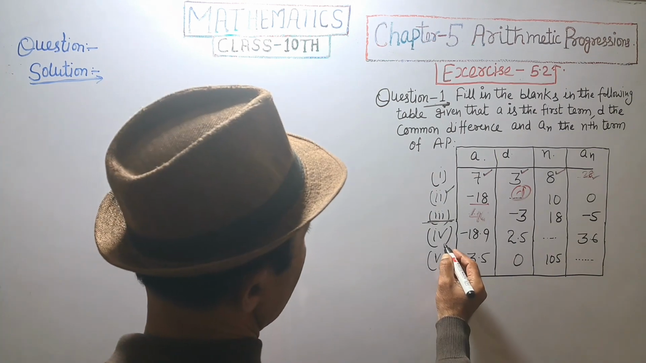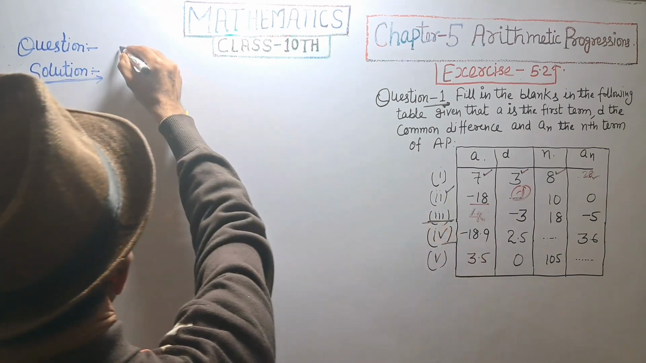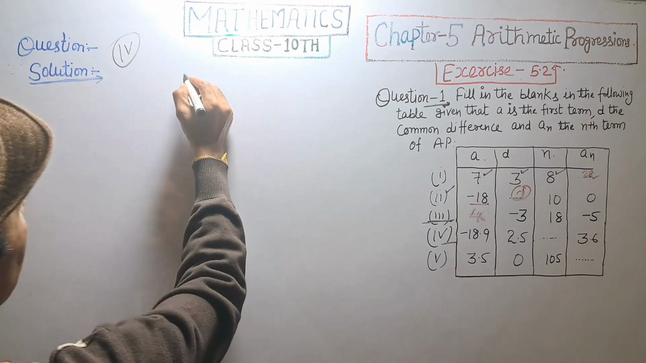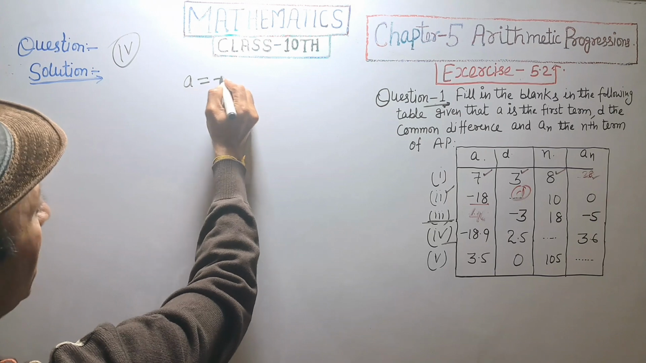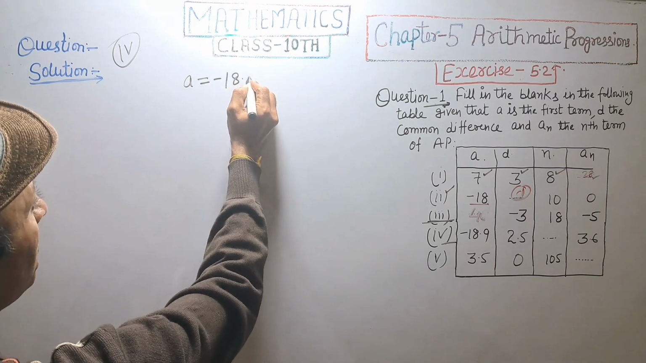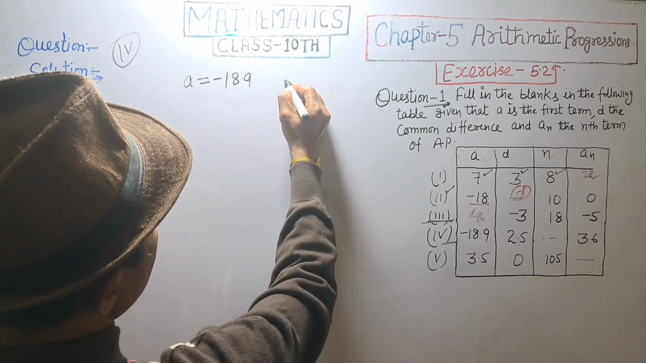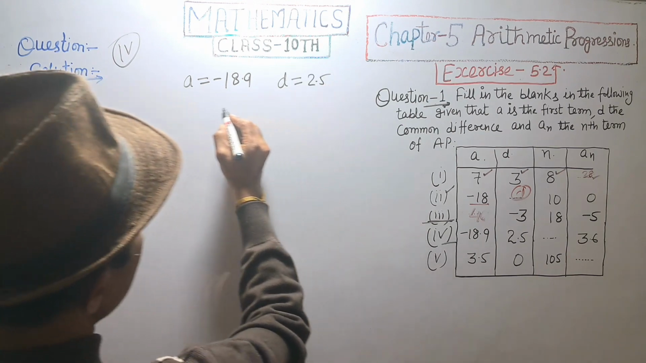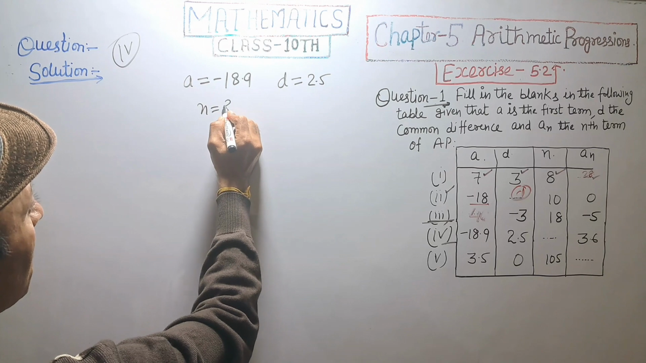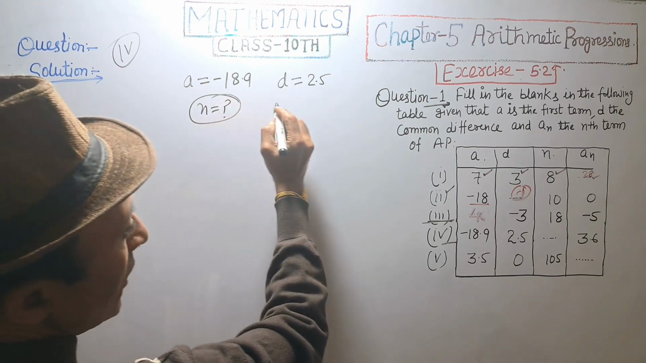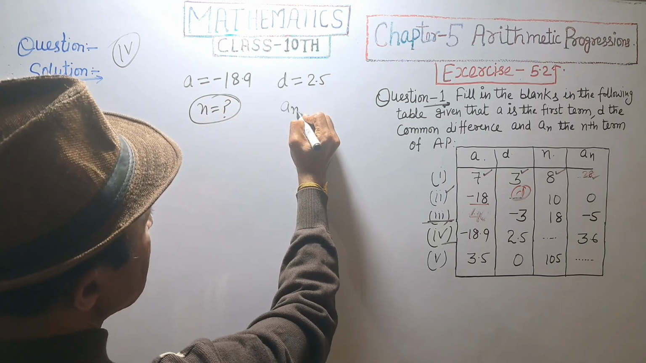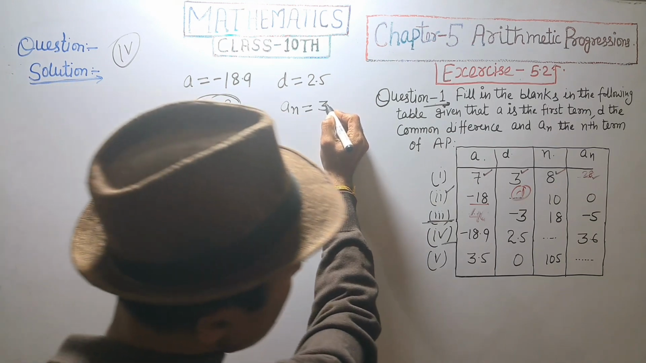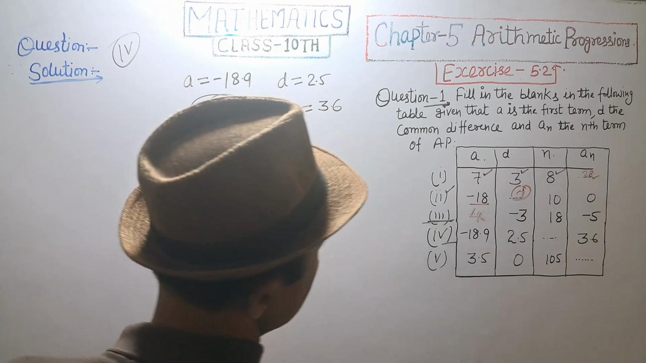Answer. Next part, fourth part. A is equal to minus 18.9, D is equal to 2.5, N we want to find, and An is equal to 3.6.